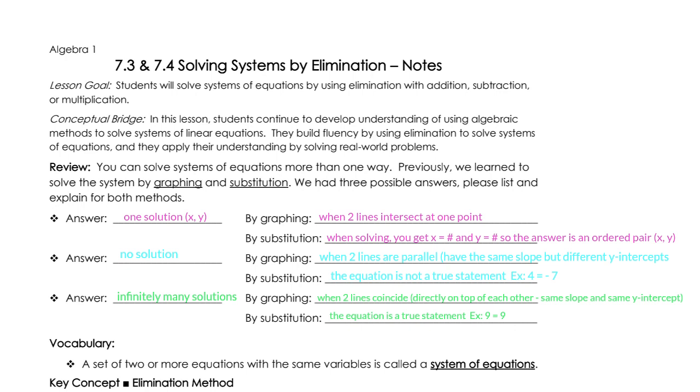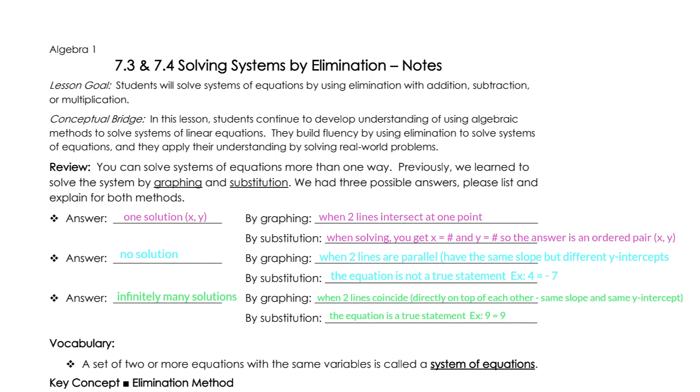You have learned how to solve systems by graphing, and you've also learned how to solve systems by substitution. We had three possible answers for each of those methods. If it was one solution, by graphing, it was when two lines intersect at one point. By substitution, when solving, you get x equals a number and y equals a number, so then the answer is an ordered pair x comma y.